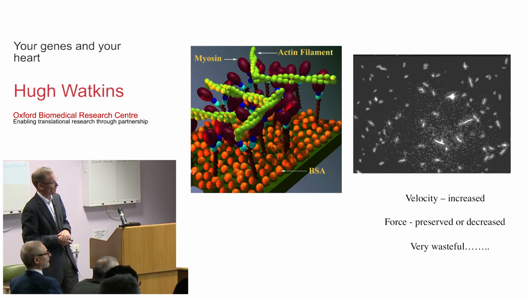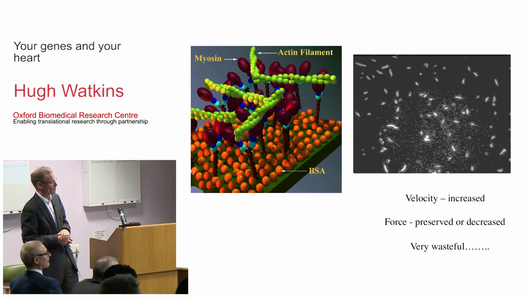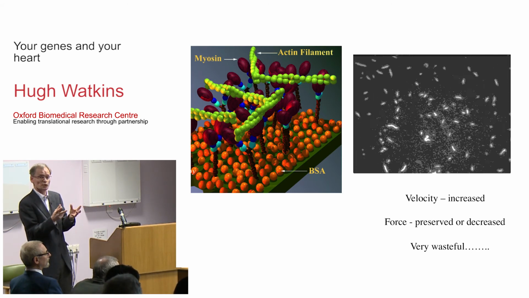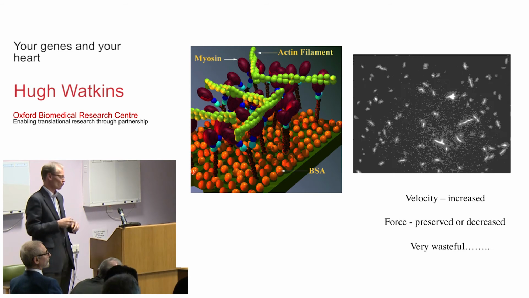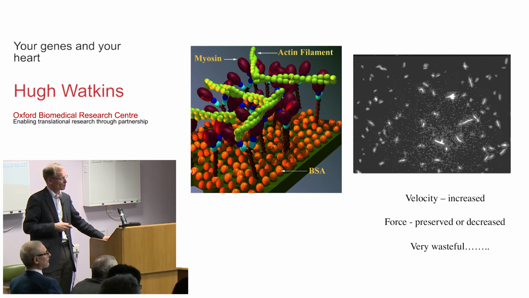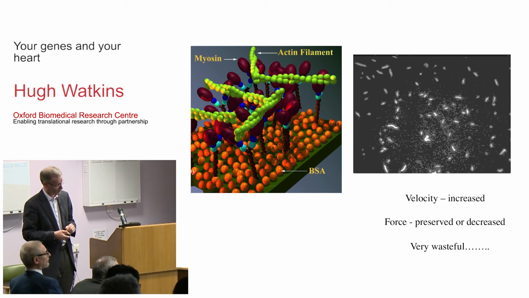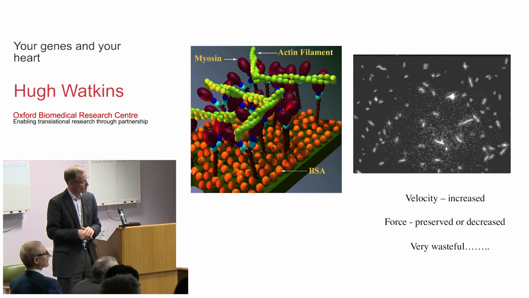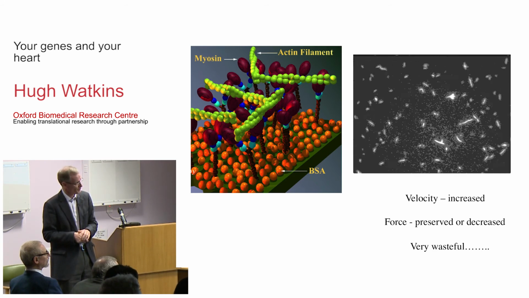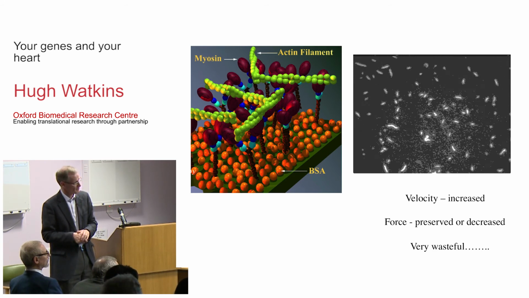And we do that to say, so what's wrong with the motor? Is it too fast, too slow? What are these mutations doing that are making it not work normally? And the lesson that we got out, which was at first confusing, is lots of things go wrong. Mostly they go fast. Some of them still generate force normally, and some generate less force.